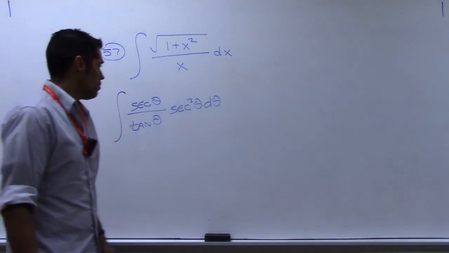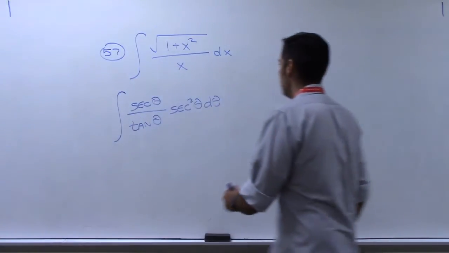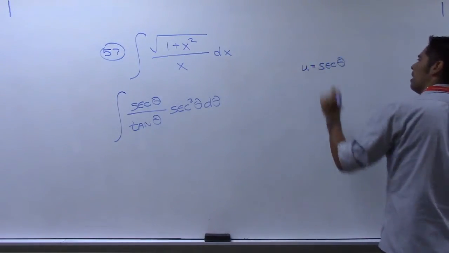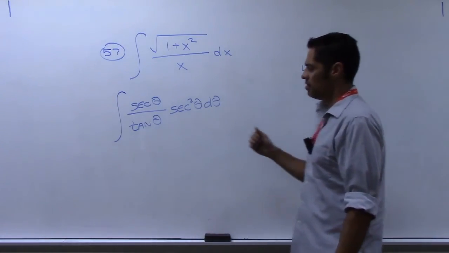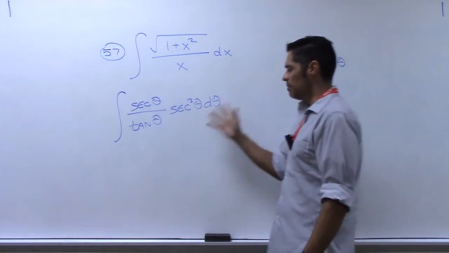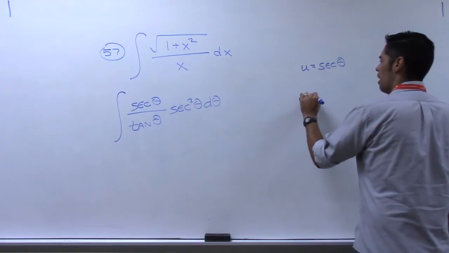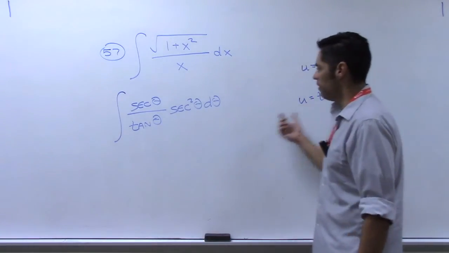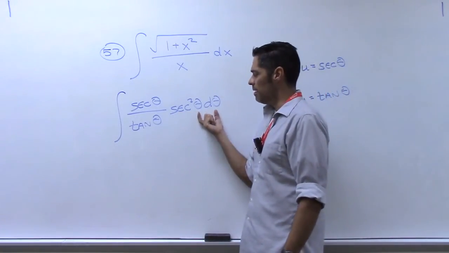So right here, if you try and let u be equal to secant theta, the derivative of that is secant theta tangent theta. You don't have a secant theta tangent theta. So it seems like you couldn't get it that way. If you try and let u be tangent theta, then it seems like the derivative of it is here, secant squared theta d theta.